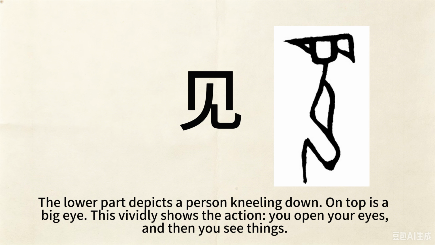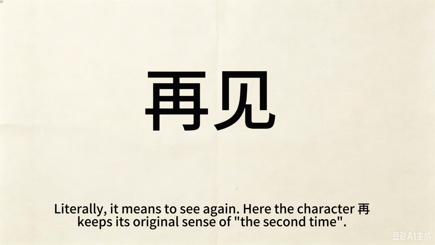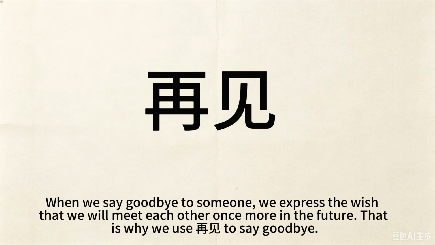The lower part depicts a person kneeling down. On top is a big eye. This vividly shows the action. You open your eyes, and then you see things. Now let's look at the word 再见. Literally, it means to see again. Here, the character 再 keeps its original sense of the second time. When we say goodbye to someone, we express the wish that we will meet each other once more in the future. That is why we use 再见 to say goodbye.